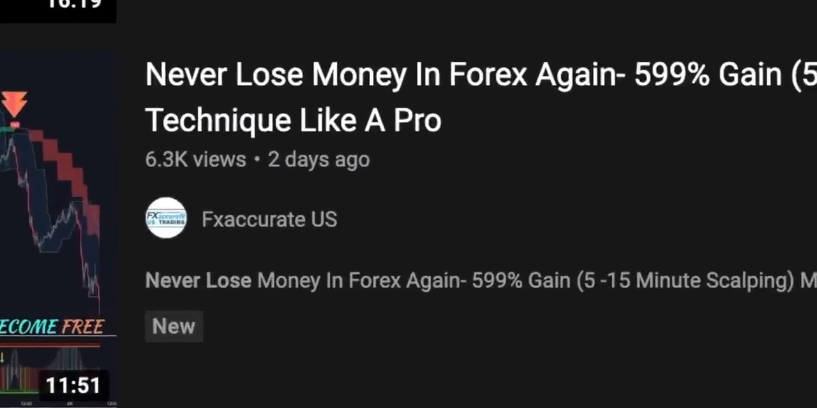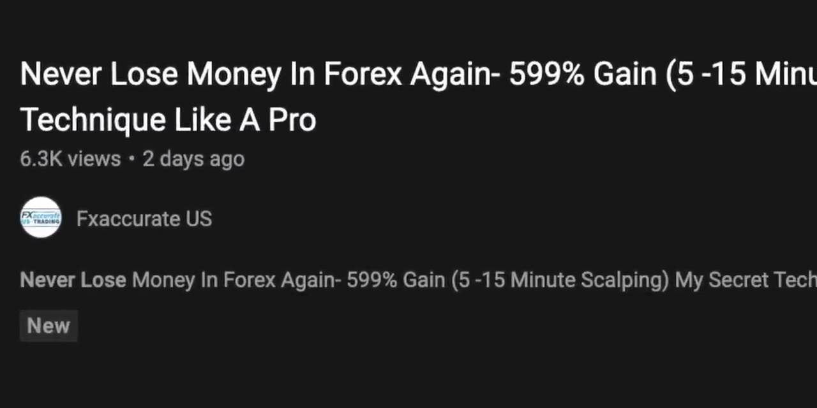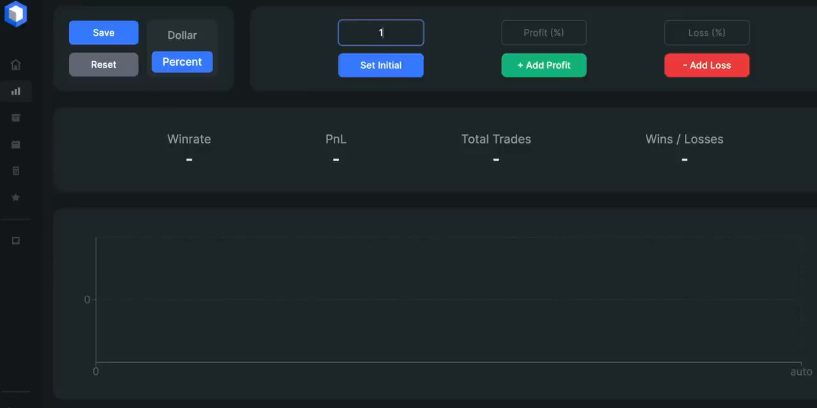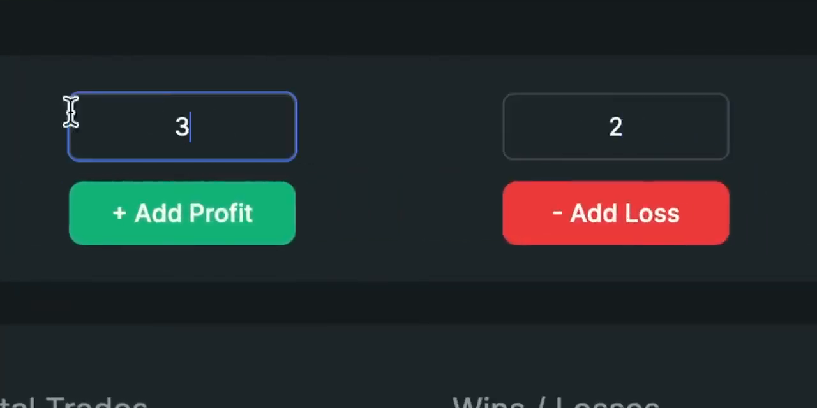Never lose money in Forex again or make 599% gain on an account with this secret technique. Well, this definitely sounds promising, so let's actually backtest this trading strategy to see how much profit we could really make with it after 100 trades. For my backtesting, I will set my account size at $1,000 with 1 to 1.5 risk-reward ratio.